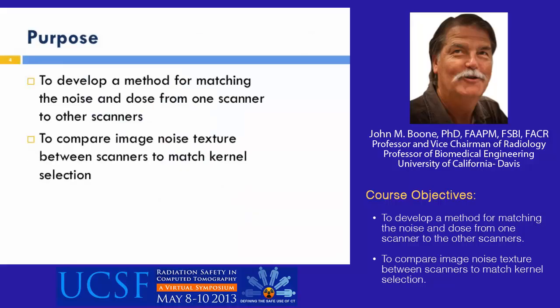The purpose of our task here is to develop a method for matching the noise and dose from one scanner to other scanners, with the rationale that the radiologist has spent a fair amount of effort protocoling, optimizing the protocols on one scanner manufacturer and type. When the institution purchases new CT scanners that are different, rather than having to redo all that effort, we could use some method by which to develop the protocols of a progeny scanner, of a second scanner.